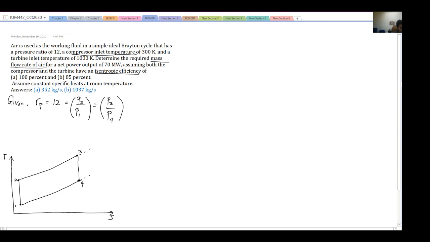1 to 2 is the compressor, which is work in, and the work out is calculated from the turbine output. The area under the graph is W net, the area under the curve, which is also equal to Q in minus Q out.